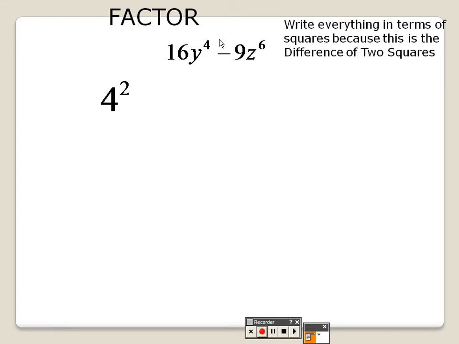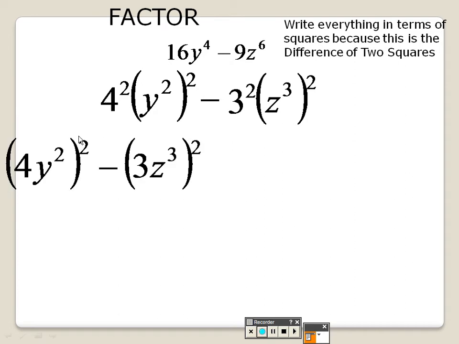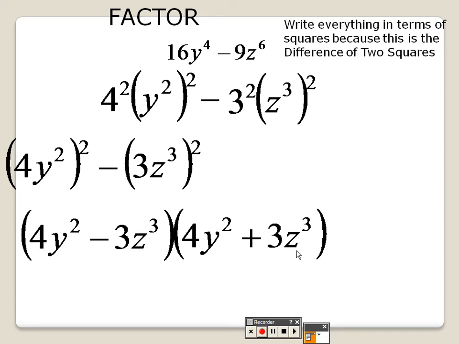So the point is, 16 can be 4 squared. I can rewrite y to the 4th as y squared squared because 2 times 2 is 4. I can rewrite 9 as 3 squared and z to the 6th as z cubed squared. 3 times 2 is 6. So I need to put my terms together. A 4 and a y squared becomes one term, and a 3 and a z cubed become one term. So according to difference of squares, it is the first term minus the second term, and the first term plus the second term, and there are your two factors.